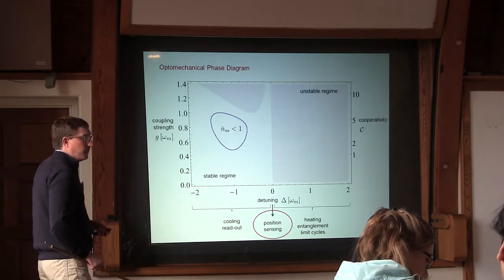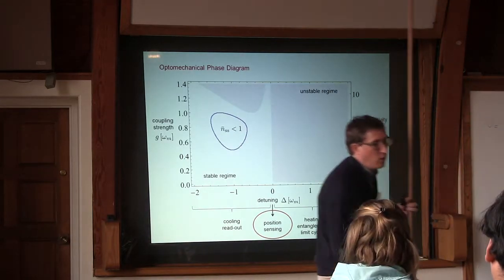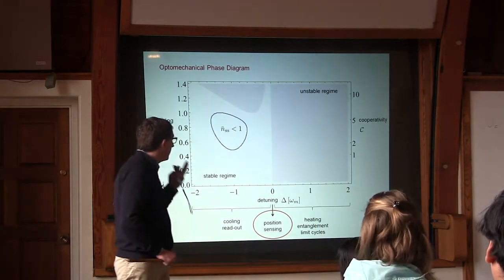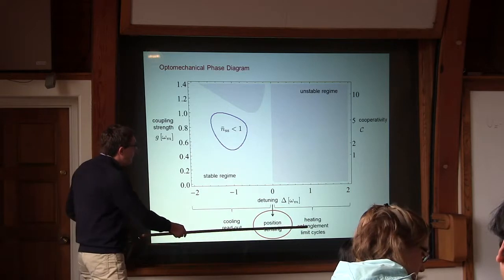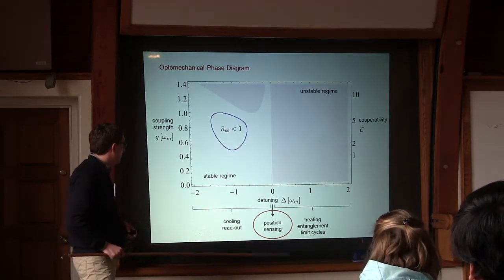All right. That concludes the discussion of the optomechanical entanglement and the limit cycles on the upper sideband, and I would like to go now over to the position sensing.